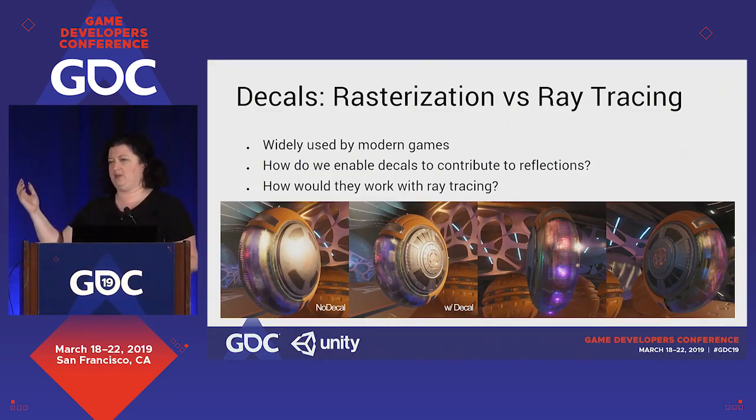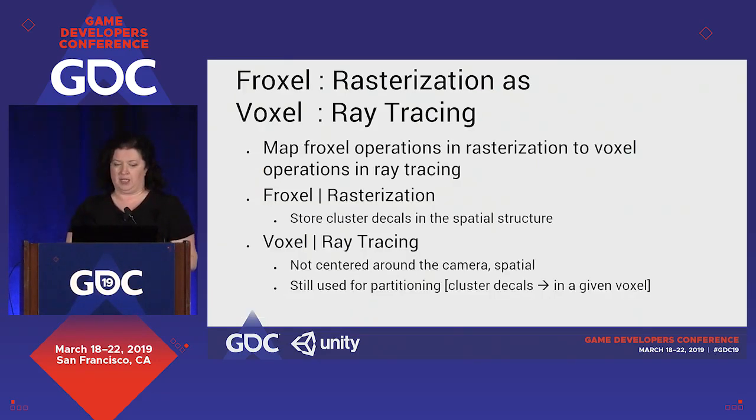Interesting bit about decals with ray tracing, because we're doing a production-focused system, and artists love using decals. They allow them really quick customization of material properties of the surface. And decals are a really interesting case for reflections, right? How do we enable the contribution of decals in the correct manner? When do we determine, are they visible? Are they not visible? Do they still reflect? And how would they actually work with ray tracing?